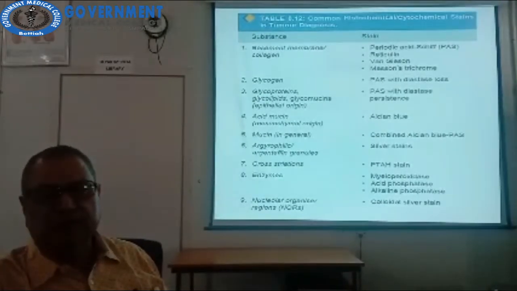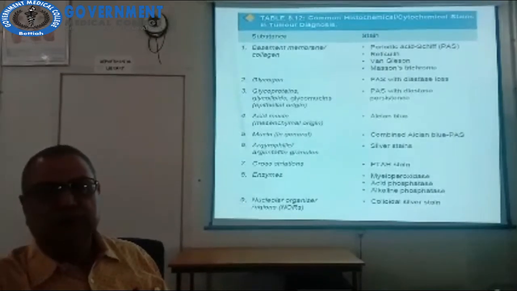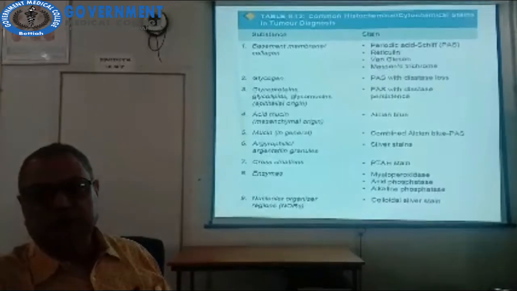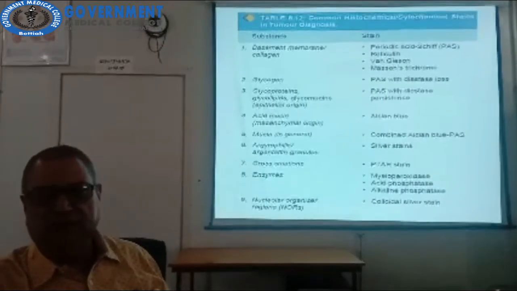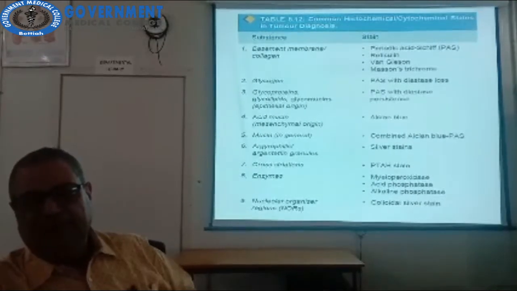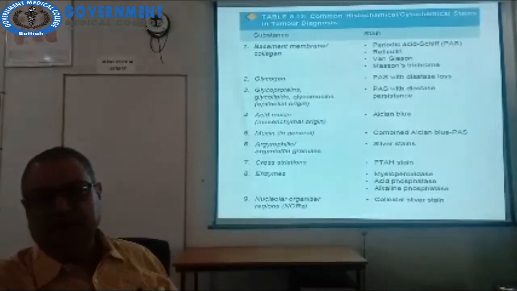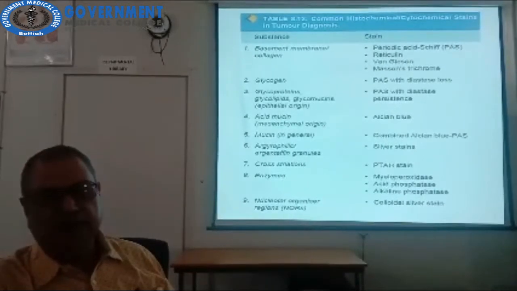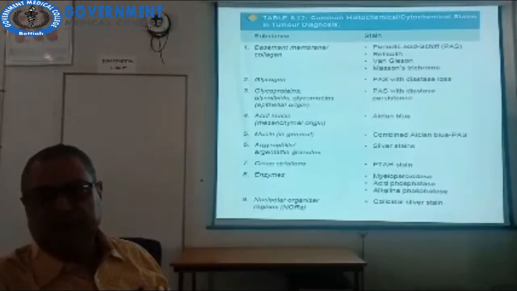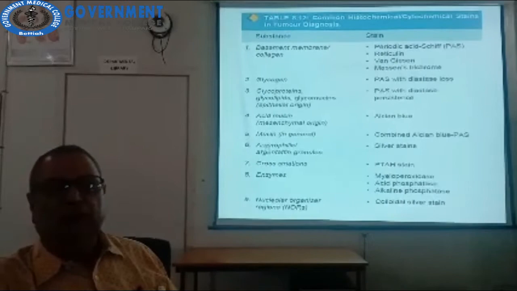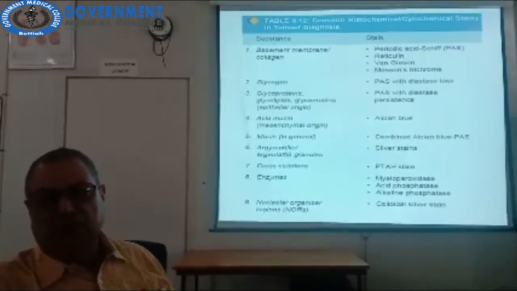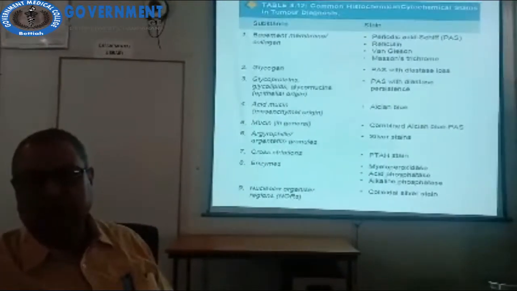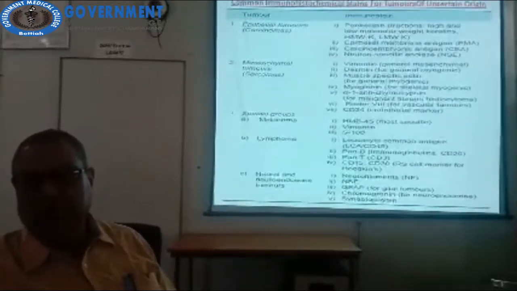cross striations like fibrin for phosphotungstic acid hematoxylin stain. Enzymes like myeloperoxidase in the myeloid series of cells; in myeloid leukemia it is present. Acid phosphatase, prostatic acid phosphatase, is present in case of prostatic cancer. Alkaline phosphatase is present in the biliary tract tumors. Nuclear organization, colloidal silver stain. These are immunohistochemical, cytochemical and histochemical stains.